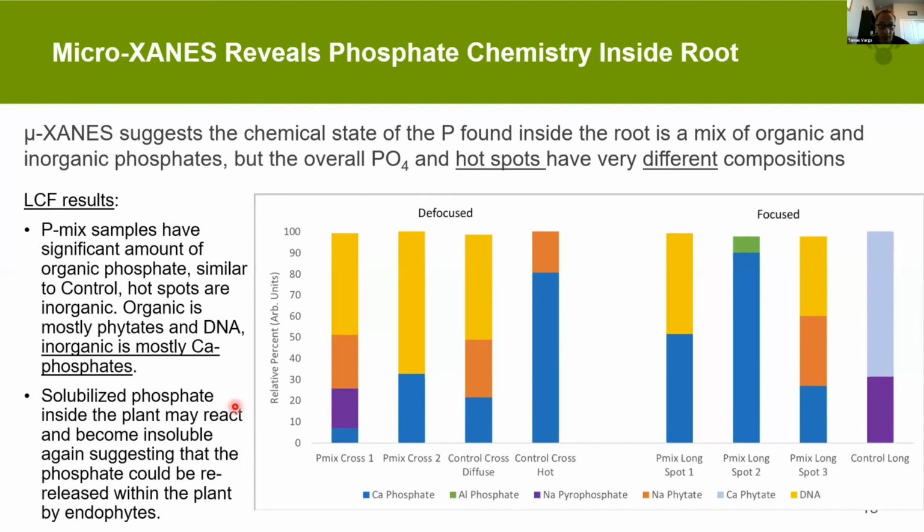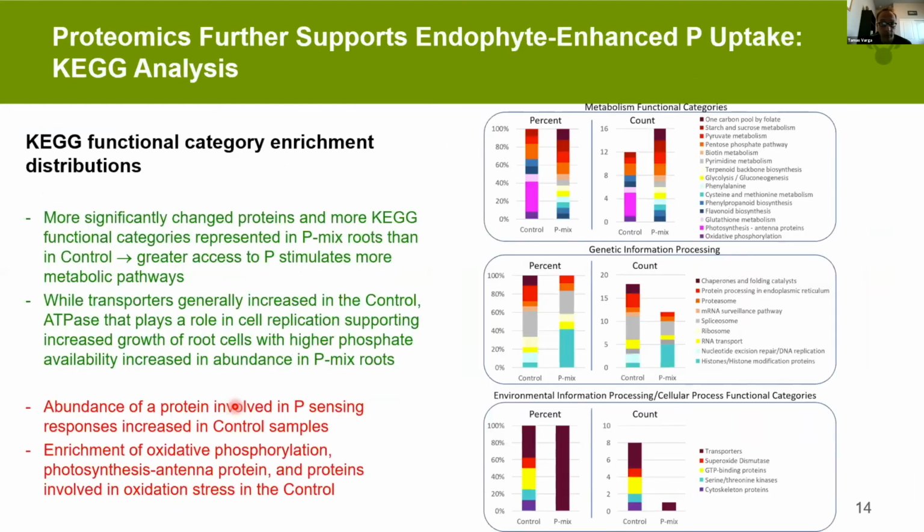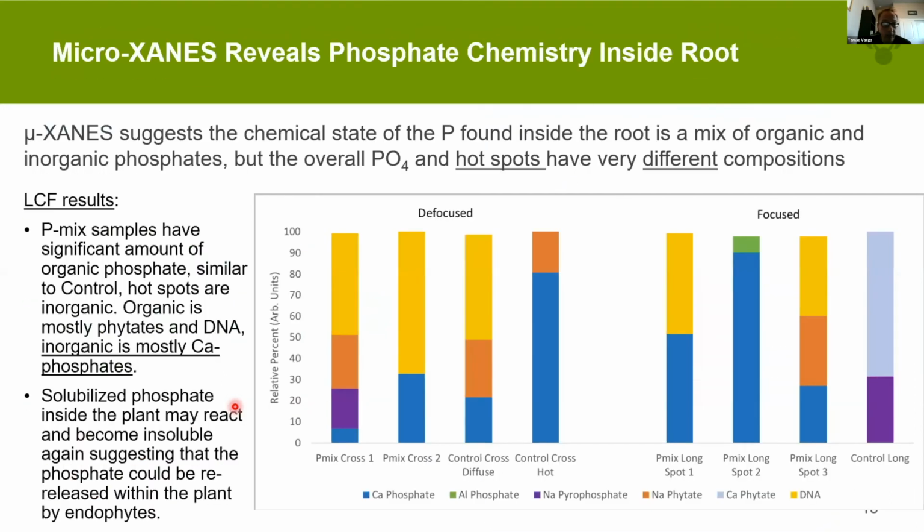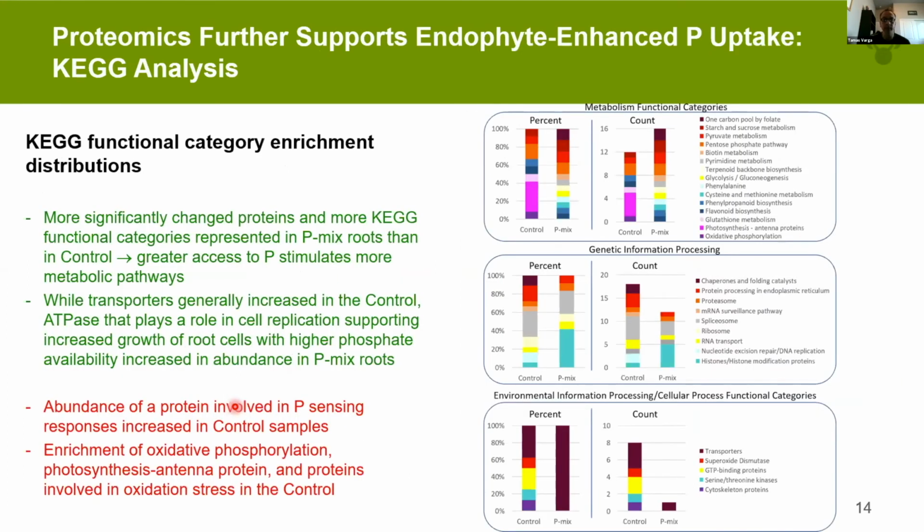And this is something that we would like to study further, but it suggests that the endophytes might have the capacity to re-release phosphate inside the plants, as opposed to, for example, rhizobacteria. And also the organics identified were mostly phytates and DNA, and that was present in both groups.